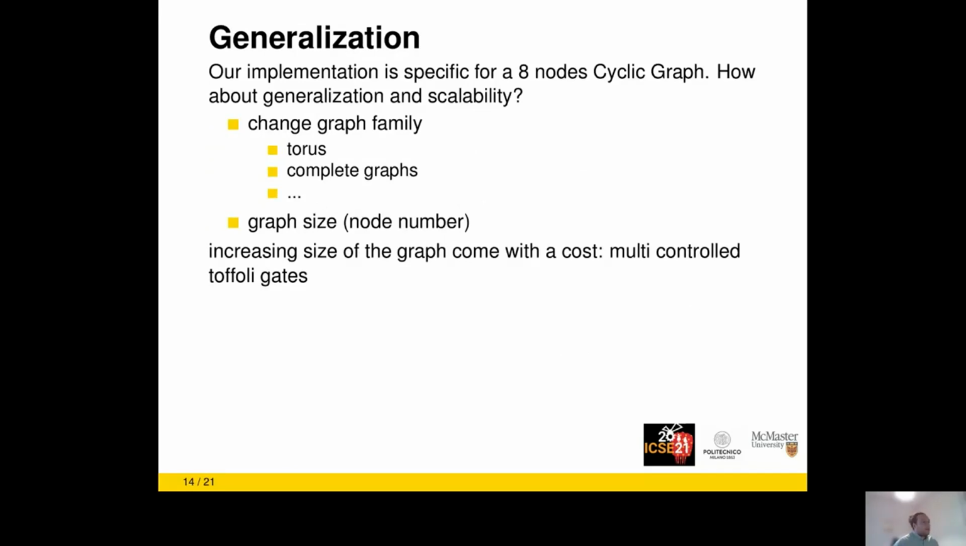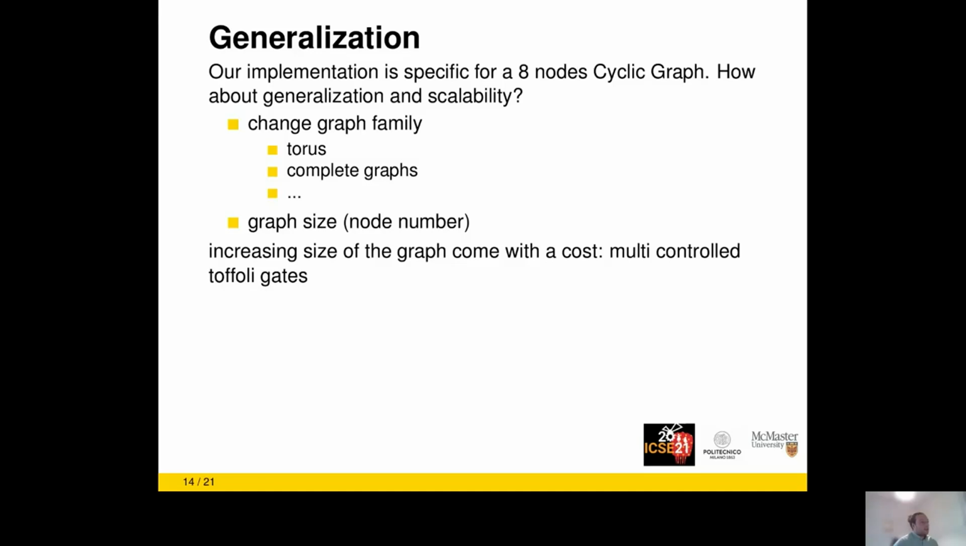Now we can talk about generalization and scalability. Our implementation is specific for an 8-node cyclic graph. So we can change the graph for different families of graphs and also increase the graph size. In literature, we can find different examples of graph families, such as the torus or complete graph. But in either case, so in changing the graph family or the graph size, we have to alter the circuit accordingly.